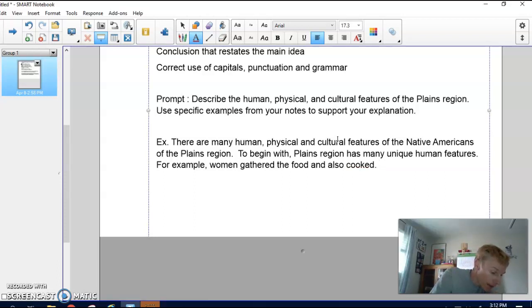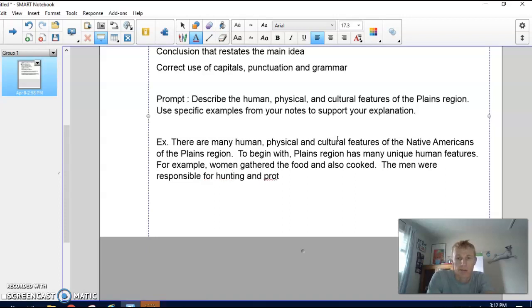However, the men, what did the men do? Looking at my notes, the men hunted. The men were responsible for hunting and protecting the tribe. Okay, so I have one example. I talked about human. Okay, now if I have some more notes, I could give another example. Another example, dot, dot, dot, and you could fill that in. I'm going to go down. If I don't have more examples, then I could move into physical features.